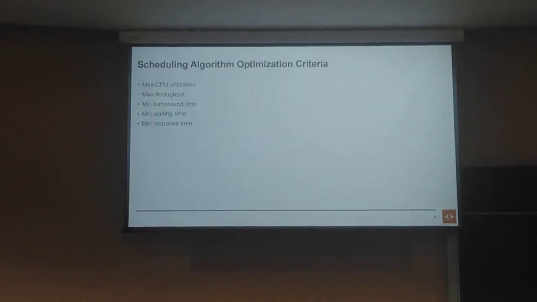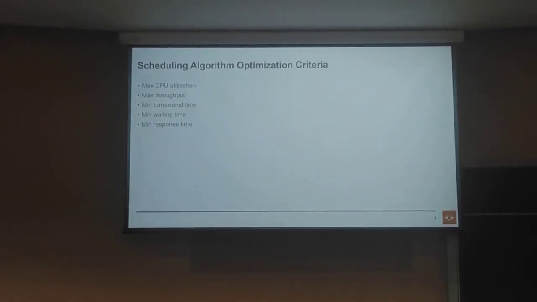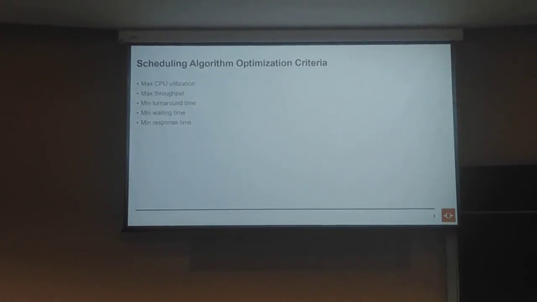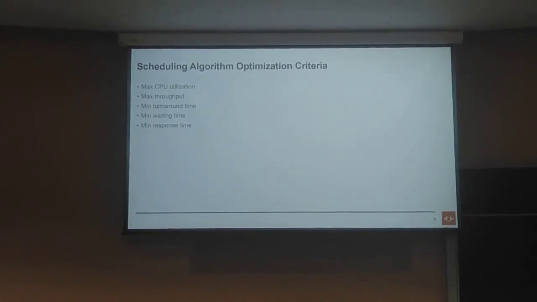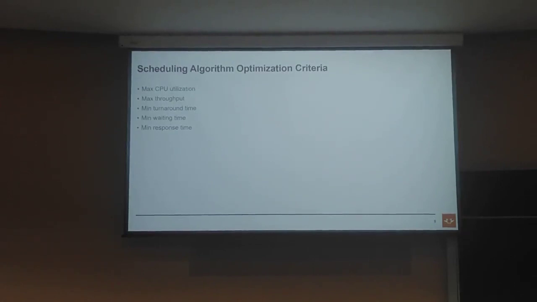So those are the 5 criteria, and typically when we look at an algorithm, this is what we want: maximum CPU utilization, maximum throughput, minimum turnaround time, minimum waiting time, and minimum response time.